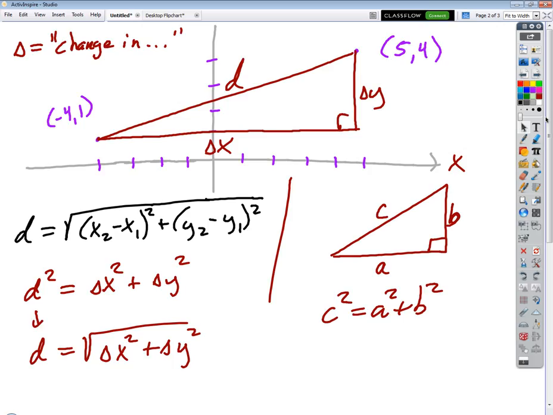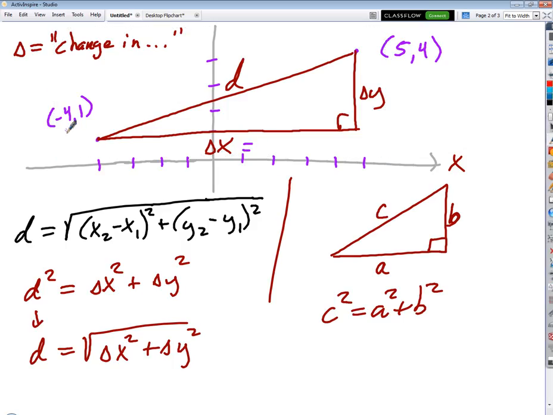So what are we going to get here? Delta x is what in this case? What's delta x equal to? What are the x values? Negative 4 and 5, right? Which is bigger? 5. So we'll just go delta x is 5 minus the smaller one, which is negative 4. Subtracting a negative is the same as adding, so we just get positive 9, right?